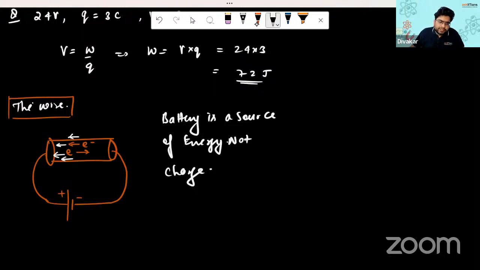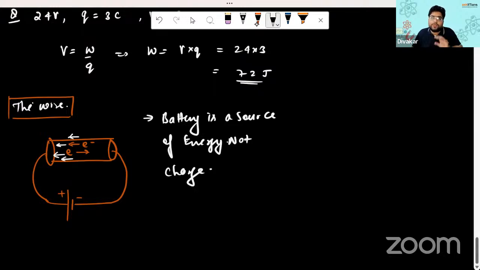So a battery is a source of energy. It does work. It pushes the electrons in a particular direction. And when you get a net flow, you get current. But there is a catch here.